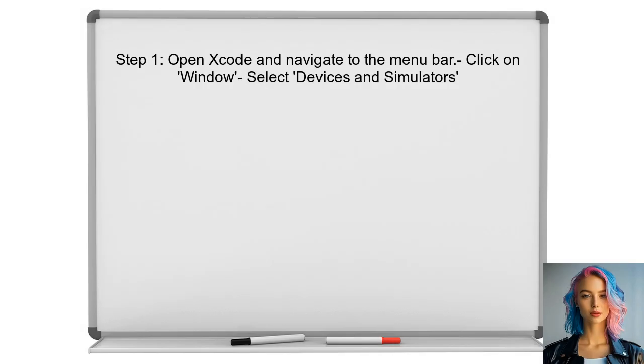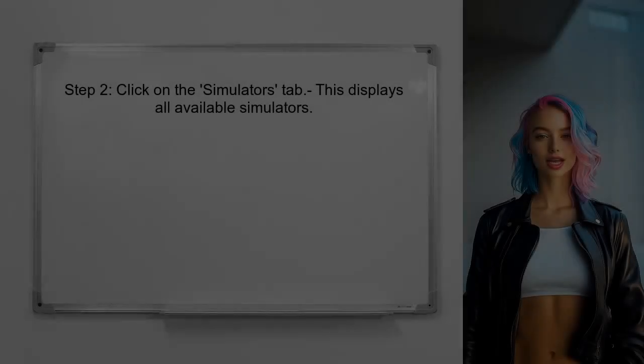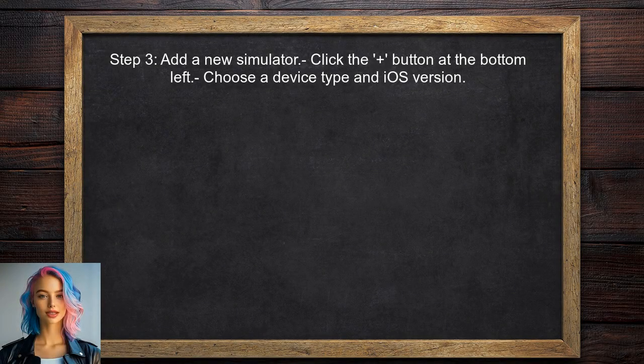To run multiple simulators in Xcode 9, the user should first open Xcode and navigate to the menu bar. From there, they need to select the Window option. Next, the user should click on the Simulators tab in the Devices and Simulators window. This will display all available simulators. Now the user can add a new simulator by clicking the plus button at the bottom left of the window. They should choose a device type and iOS version.